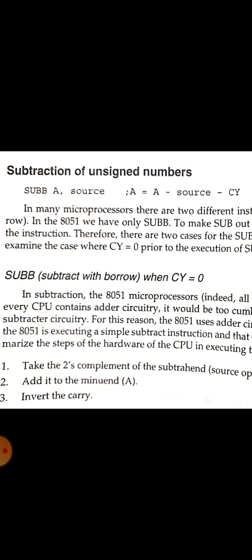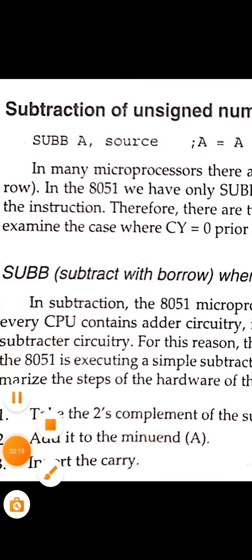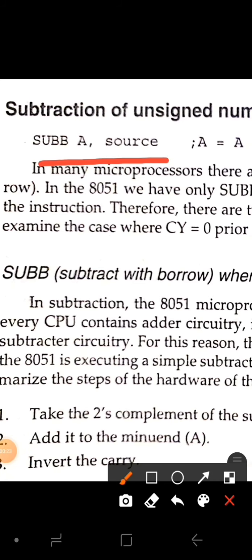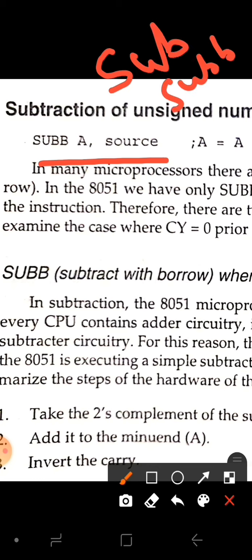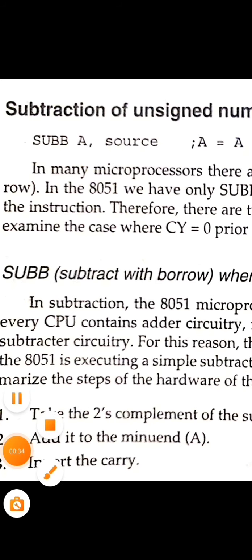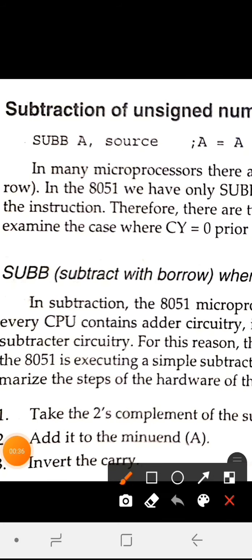The general syntax for this subtraction is SUBB A, source. Generally when we say subtraction, we have two kinds of instruction: one is SUB and the other is SUBB. But the 8051 supports only the SUBB instruction. Therefore, subtraction has an opcode like SUBB A, source. Now the source can be present in a register or in memory, or it can be part of the instruction.